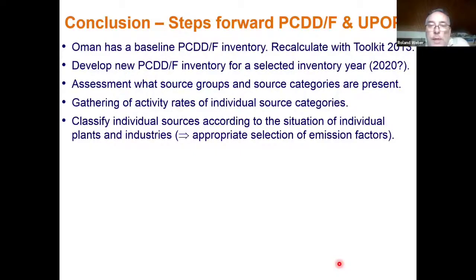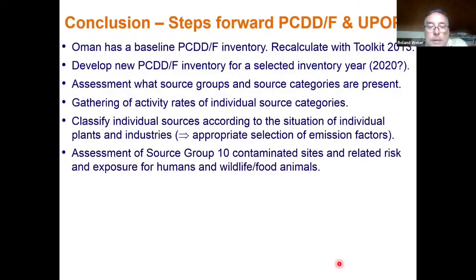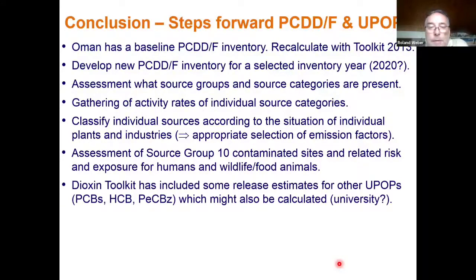Assess what source groups and source categories are present in Oman, gather the activity rates of individual source categories, classify individual sources according to the situation of the individual plants and industries to select appropriate emission factors, and do an assessment of source group 10 on contaminated sites and related risk and exposure for humans, food animals and wildlife.